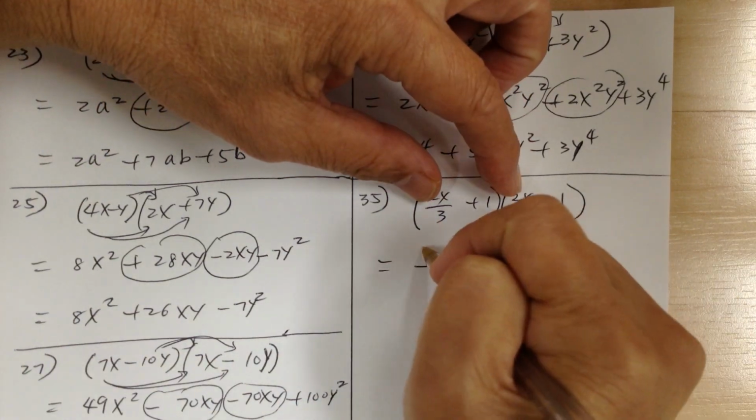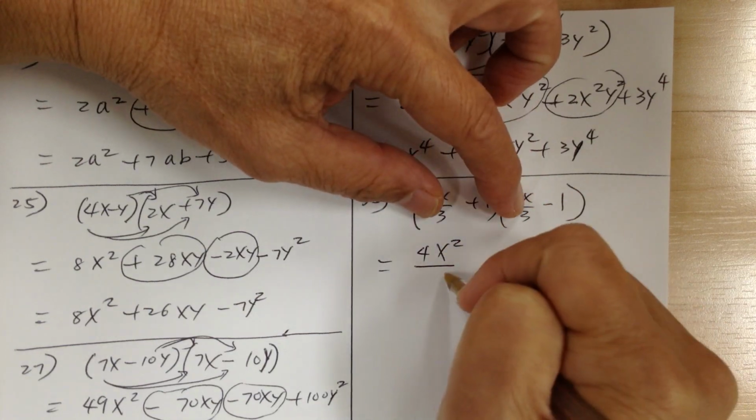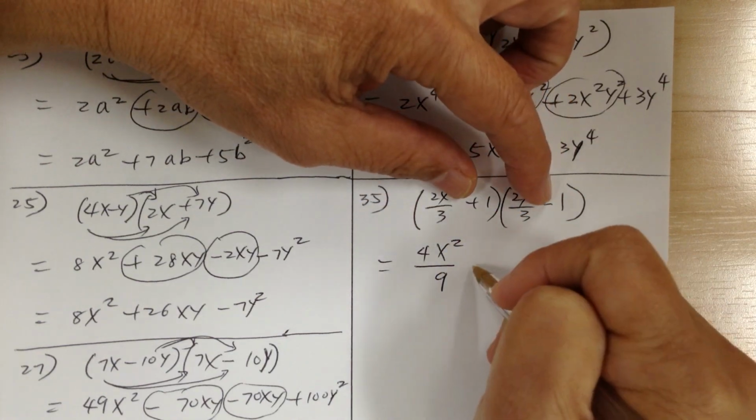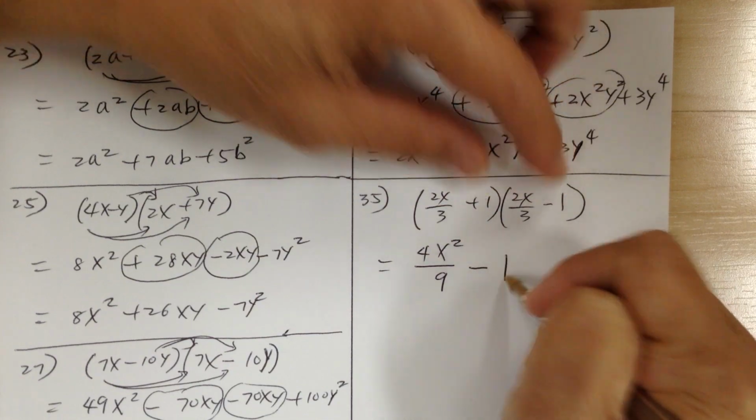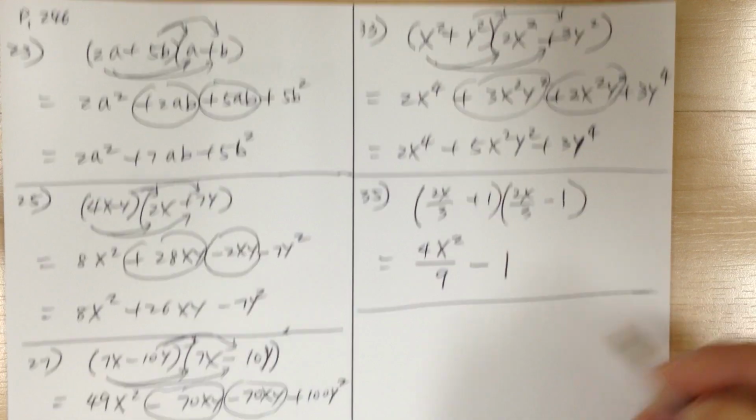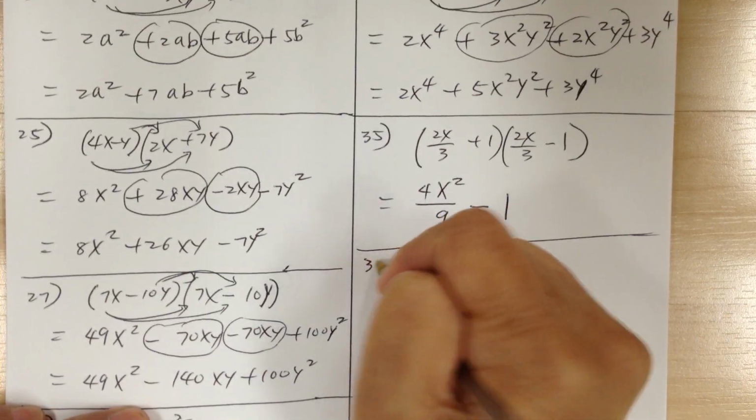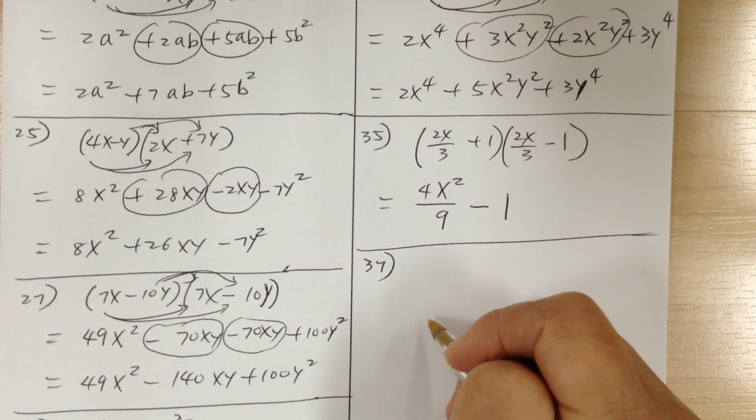So 2 times 2 is 4. x times x is x squared. 3 times 3 is 9. Plus times minus is minus. 1 times 1 is 1. Okay, and that's it. So with a conjugate, it's very easy. You just multiply each matching part.